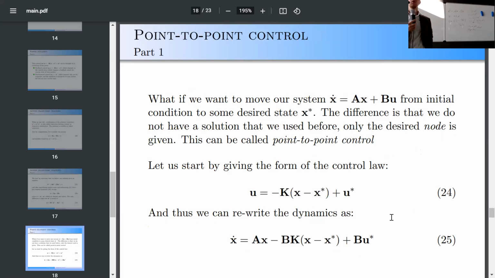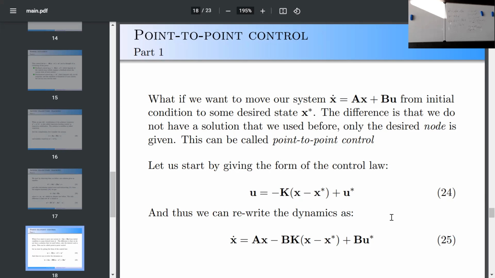What is point-to-point control? In point-to-point control, I don't provide you a solution. I just tell you the end point where I want you to converge. So I don't tell you here's your x star of t that I want to stabilize. I just say here's x star, x desired, and I want you to approach this x desired and converge to it from any initial conditions. It's a different problem. For one thing, you cannot really differentiate x star here because it's not given to you as a function of time. It's given to you as a constant.